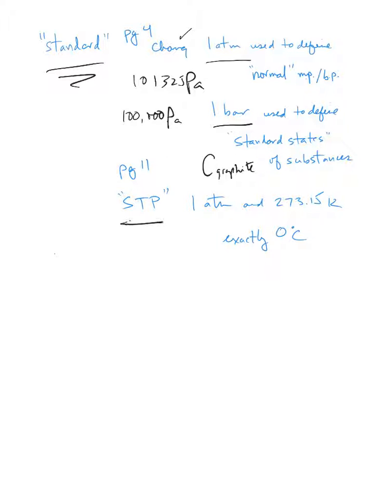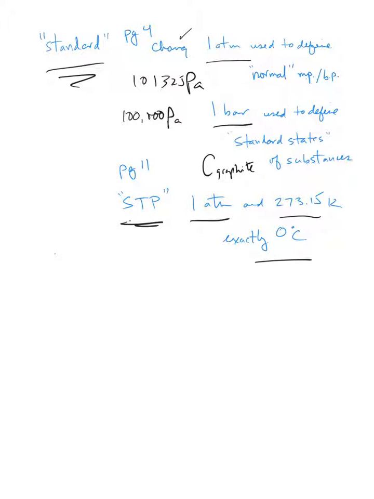On page 11 of this Chang text, STP is mentioned, standard temperature and pressure. Standard temperature and pressure states that you're assuming 1 atmosphere pressure and a temperature of 273.15 K, which is exactly 0 degrees Celsius. You might notice when I do some of these problems, I only use 273 Kelvin in conversions. That's because the value that I'm given doesn't have any places after the decimal point in Celsius. So you can get away with that small error.